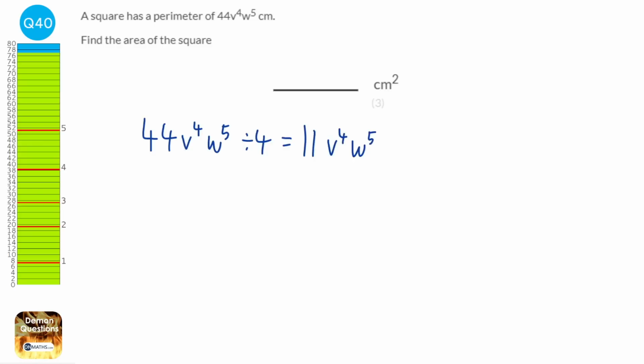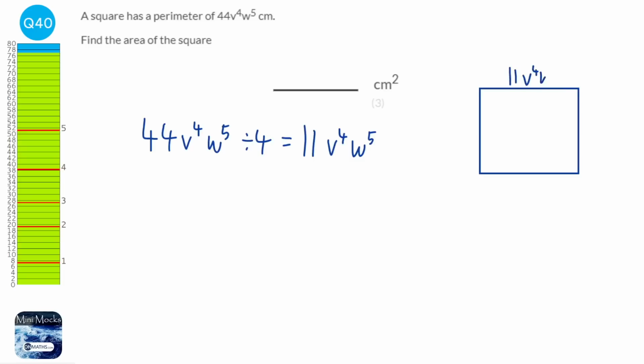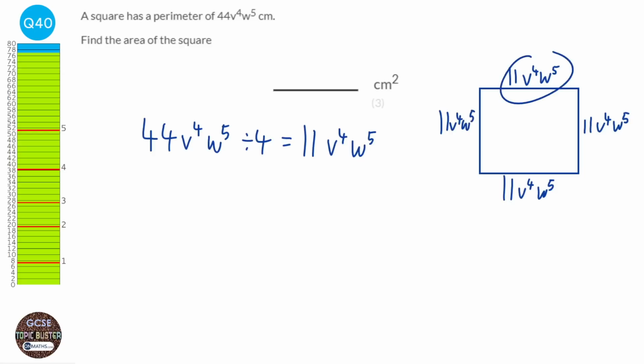Some people will try and do something with the v to the power 4 to w to the power 5, but if you think about it, if I just draw out my square, if it's 11v to the power 4, w to the power 5 all the way around, when you add, you don't add the v to the power 4, w to the power 5, it's just going to be 11 lots, another 11 lot, another lot of 11, and another lot of 11. So it's 44 v to the power 4, w to the power 5 in total.